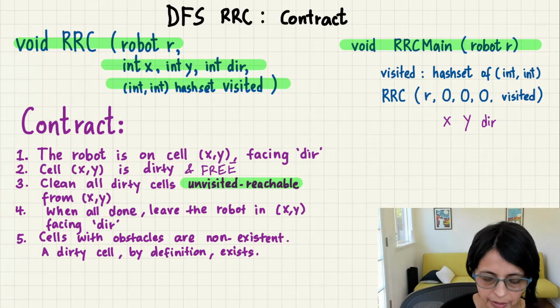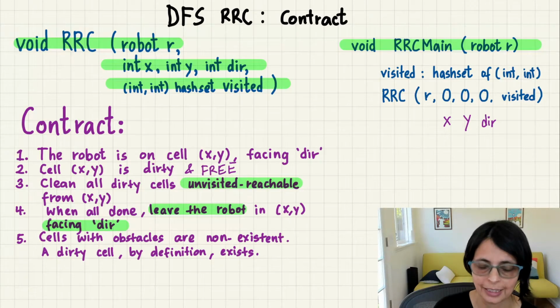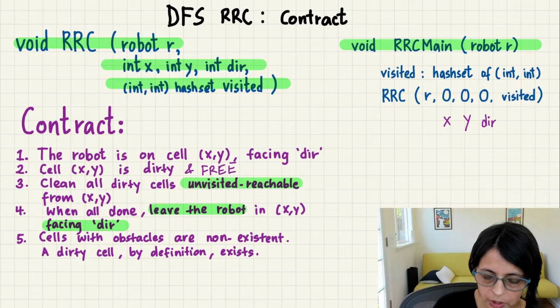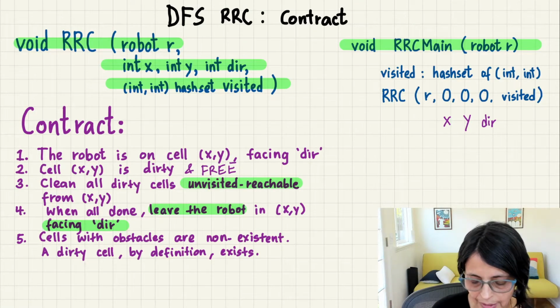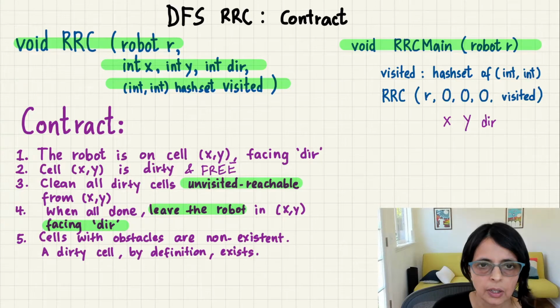This is the big bit. Leave the robot facing the same direction and in the same cell. Cells with obstacles are non-existent. A dirty cell by definition exists. Okay, that's just a little definition. So this is our contract and this is our function header.